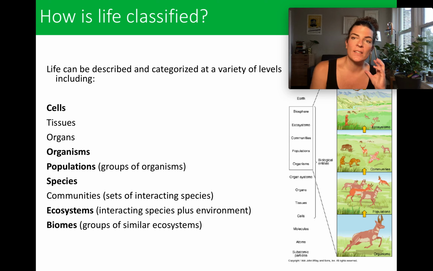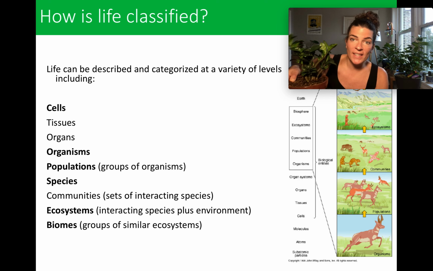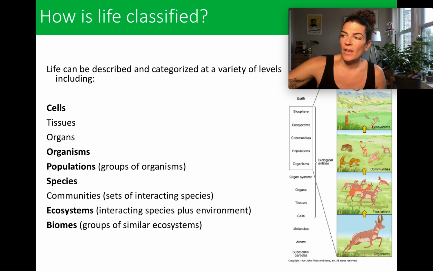So at the very basic level, we have cells. Some life is just a single cell. But some life is multiple cells. Either way, both single-celled and multiple-celled forms of life are known as organisms. They're individual organisms. I'm an organism. This plant is an organism. And a single bacteria is an organism, etc.